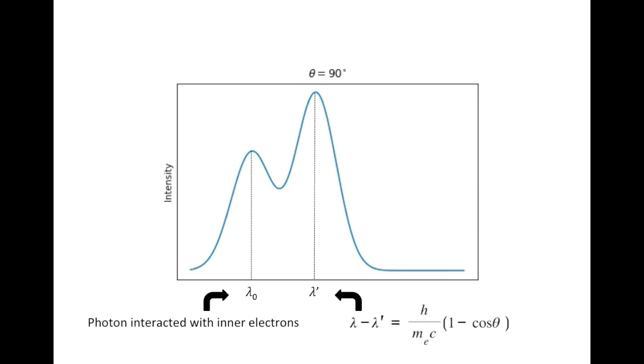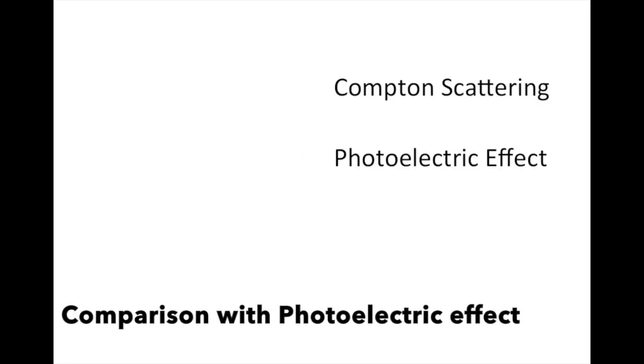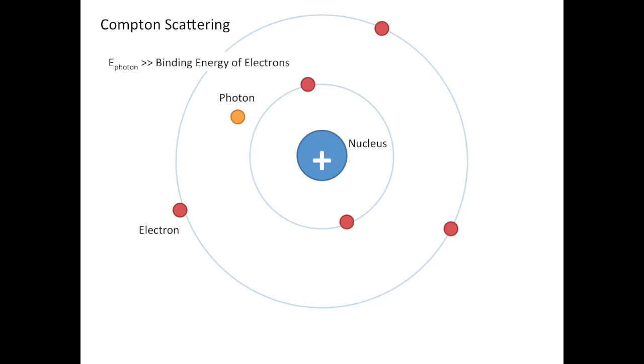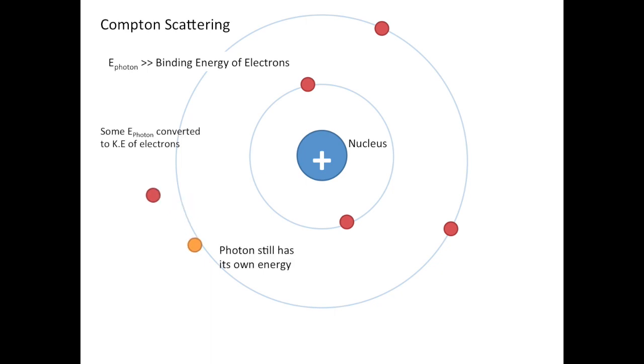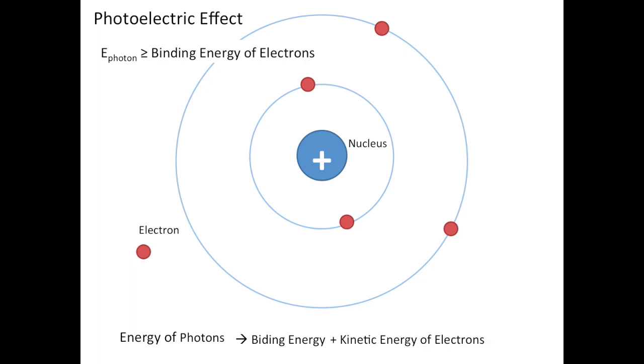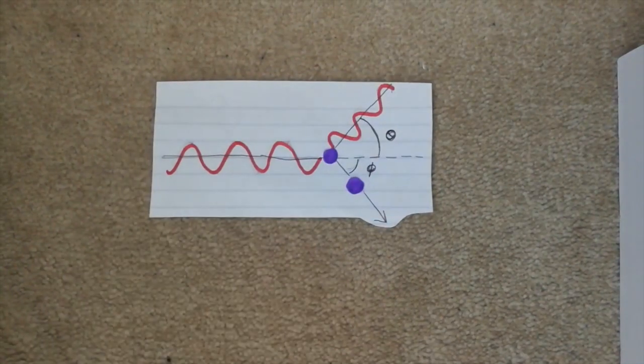by a negligible amount. Both Compton scattering and the photoelectric effect occur due to the interaction between photon and atom. What causes the difference? In Compton scattering, the energy of the photon is much higher than the binding energy of electrons, so photons still have energy by themselves even after the collision. However, in the case of the photoelectric effect, the energy of the photon is only slightly higher than the binding energy, so the photons are absorbed by the electrons. All the energy of the photon will be used to overcome the binding energy of the electron and convert it to the electron's kinetic energy.